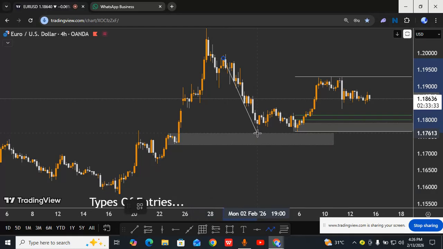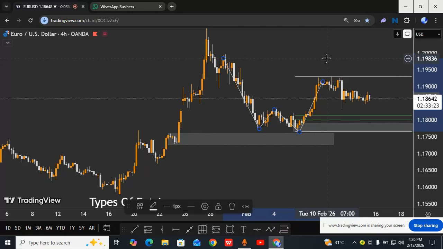On a normal day it's supposed to tap at least the edge of the point of interest, but you can see that it didn't come down into the point of interest. It came down, took out this liquidity over here and rallied.